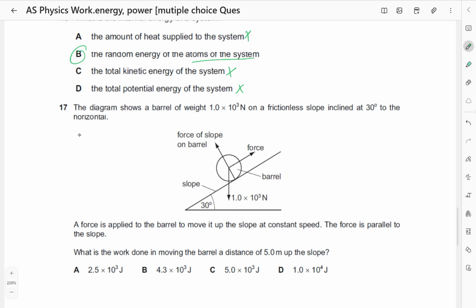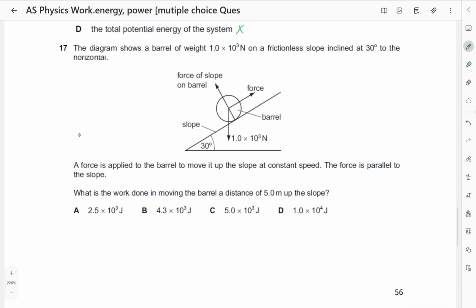The diagram shows a barrel of weight 1 times 10 power 3 newtons on a frictionless slope inclined at 30 degrees to the horizontal. A force is applied to the barrel to move it up the slope at constant speed. That means the force upwards must be equal to the component of the weight down the slope, which will be 1 times 10 power 3. When I resolve along the plane, that is going to be sine of 30.